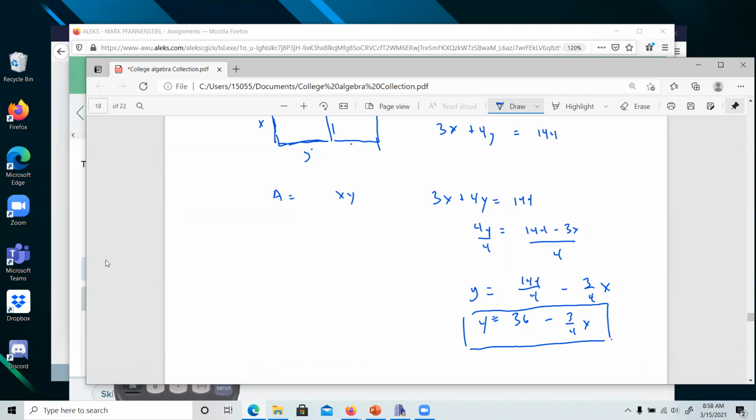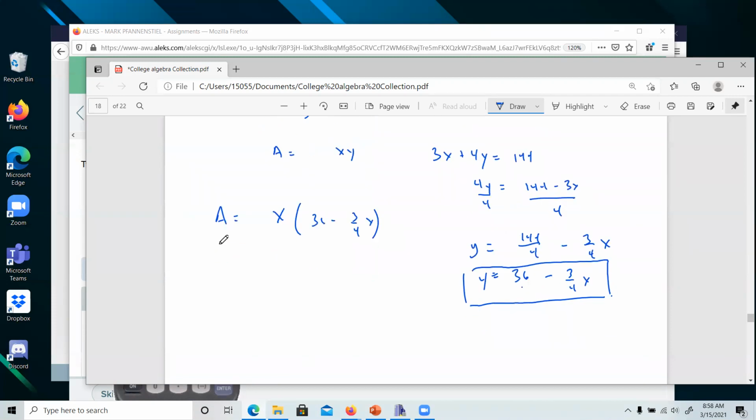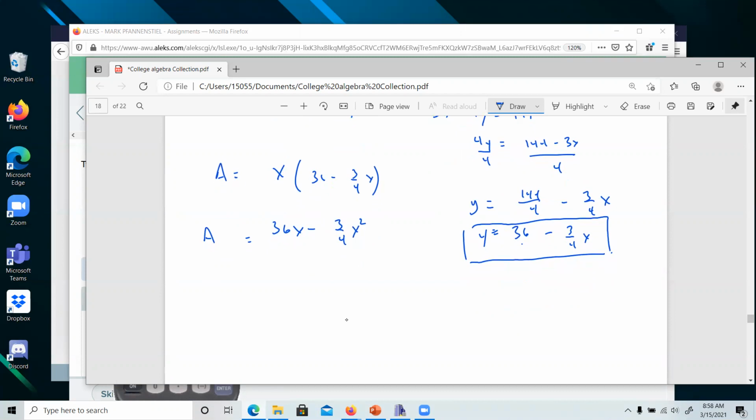So my a, my area for my chicken coop here, is going to be x times what's y? y is 36 minus 3/4 x. Right. So if I go ahead and run that through, distribute, we have 36x minus 3/4 x squared. Right. That is equal to my area. Now this, right, this is a parabola.